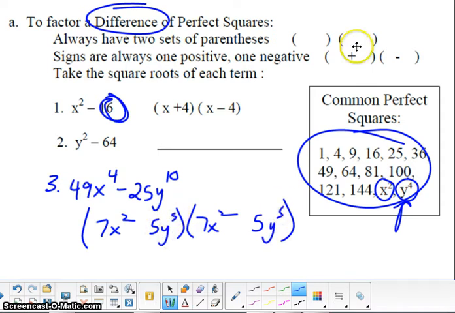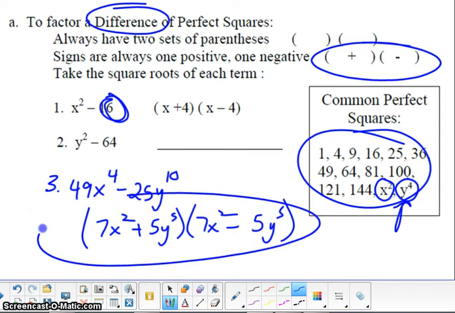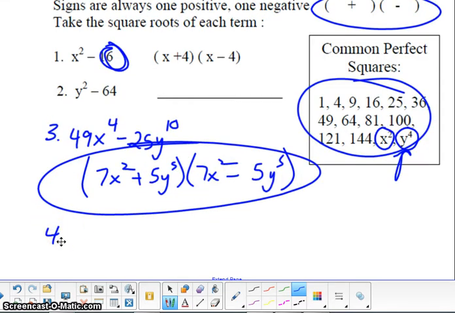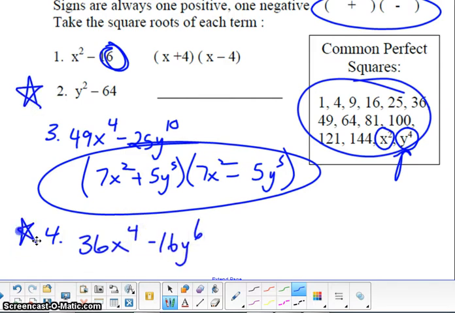Okay, and then as it says here as one of the rules, one's going to be plus and one's going to be minus, and that would be your final answer. Okay, and then the fourth one I would like you to do as well, and that is 36x to the 4th minus 16y to the 6th. So both of those, have those done for class tomorrow.